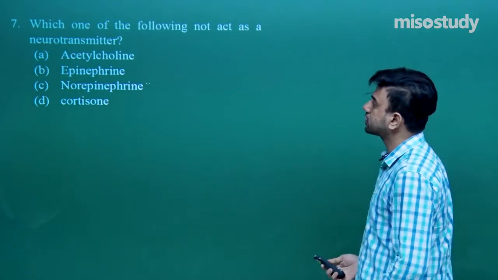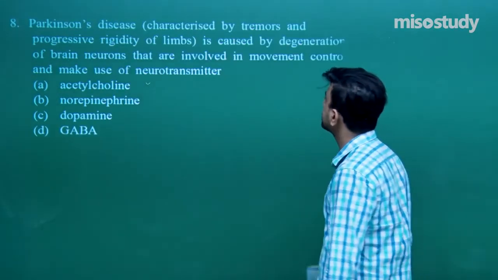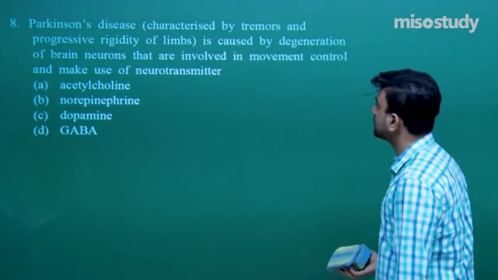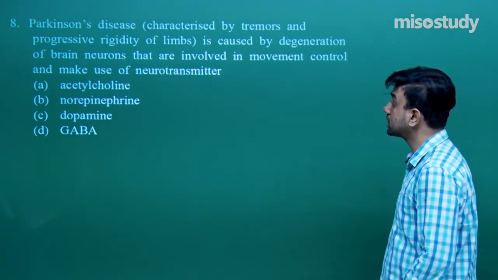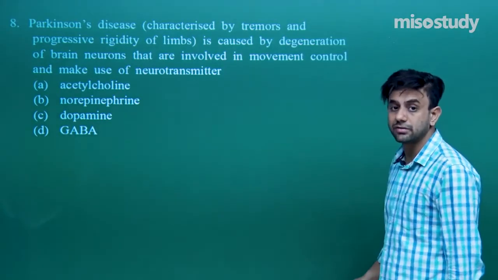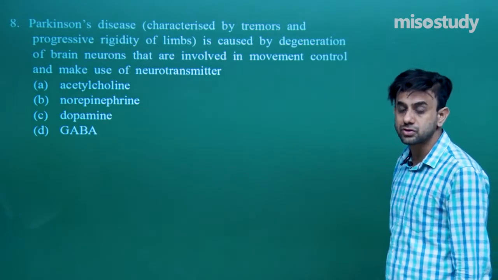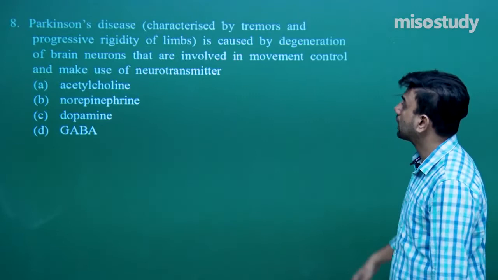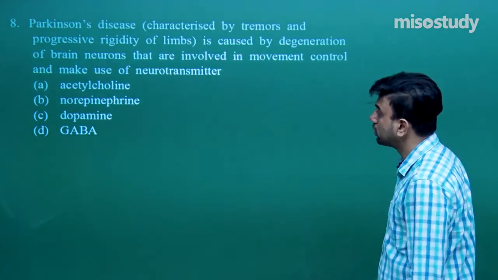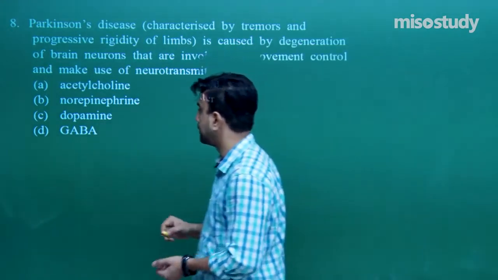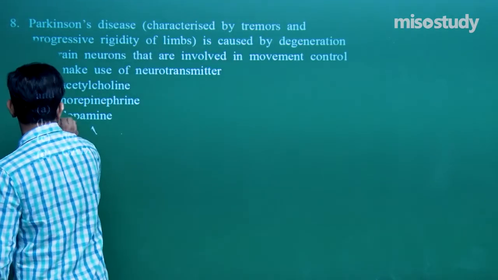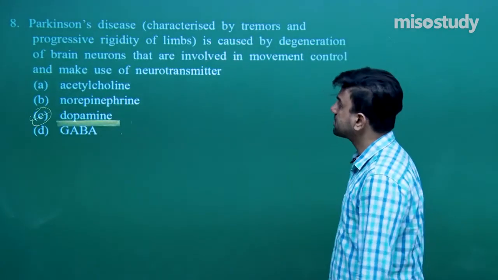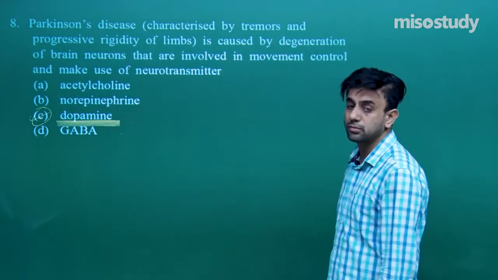Let us go to the next question. Parkinson's disease, which is characterized by tremors and progressive rigidity of the limbs, is due to a defect of that part of the brain which affects movement. It is caused by degeneration of brain neurons that are involved in movement control and make use of the neurotransmitter dopamine.